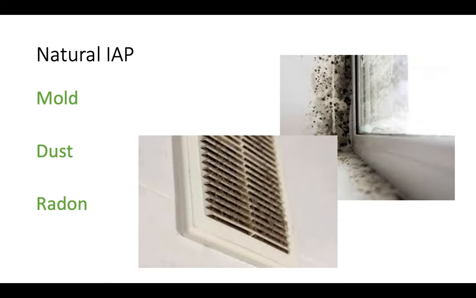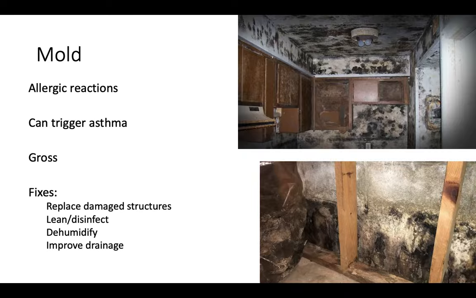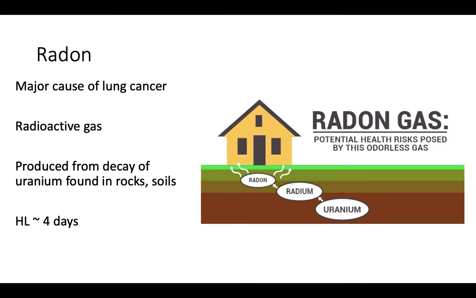There are also some natural indoor air pollutants like mold, dust, and radon. They're not all caused by human interaction or human activities. Mold, I'm sure you've experienced before. People are allergic to mold. I'm allergic to mold. It can trigger asthma attacks. It's pretty gross, but all you have to do is fix the damaged structures, replace them. You can disinfect them. You can dehumidify the area and improve the drainage of the area, and that should get rid of most of the mold.